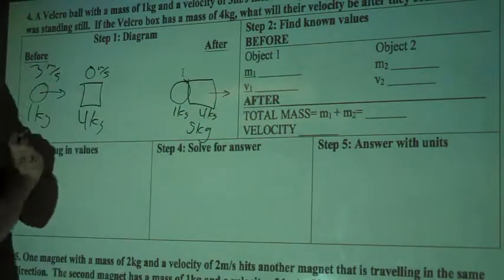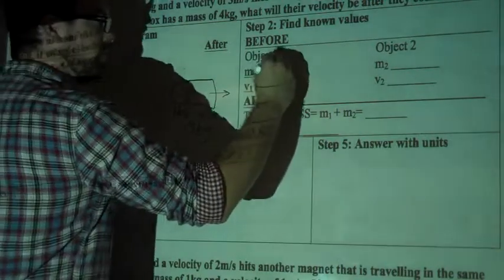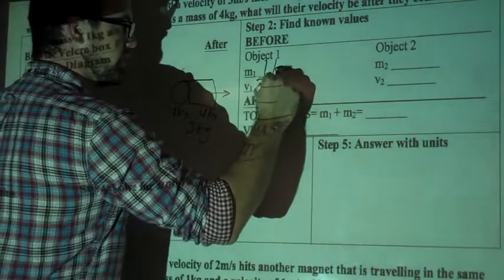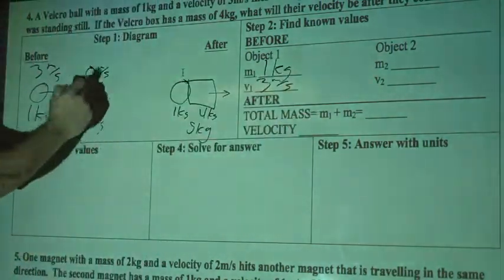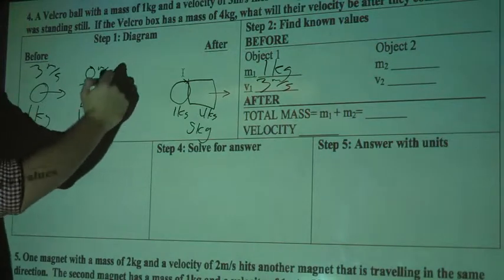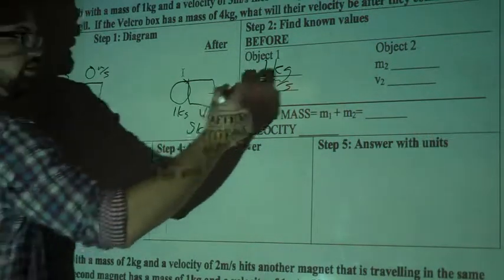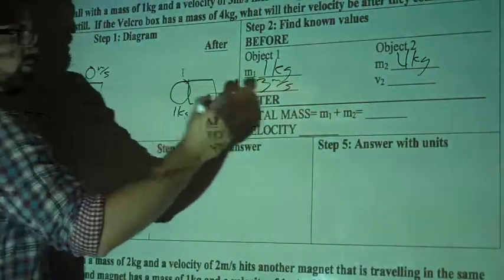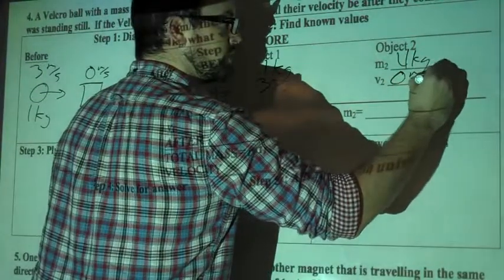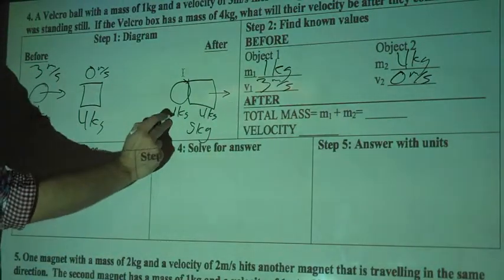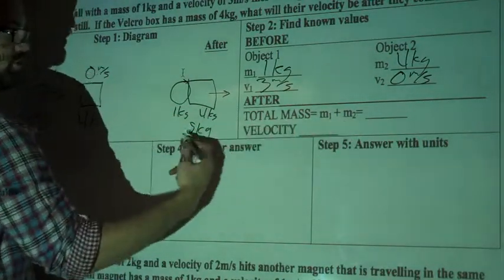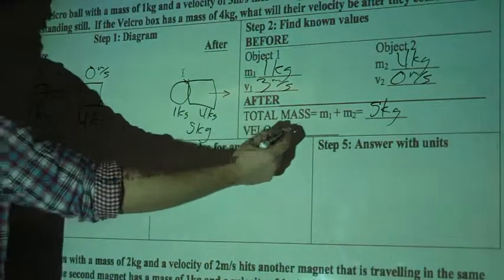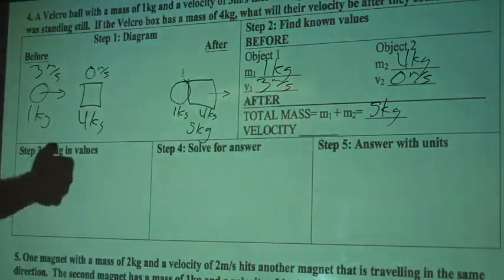So, mass of the first object, 1 kilogram. Velocity of that object was 3 meters per second. Mass of the second object was 4 kilograms, and the velocity was 0 meters per second. Total mass, 1 plus 4, m1 plus m2, gives me 5 kilograms. And the velocity, I don't know. Okay, so plug in the values.